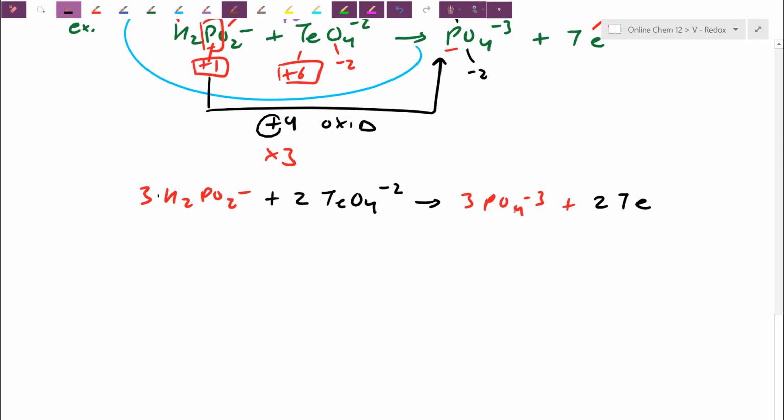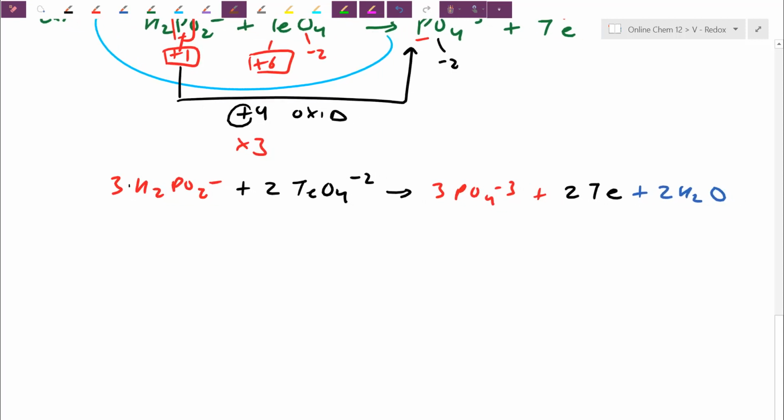On the right side, I have 3 times 4, that's 12. I'm going to then add 2 waters to the right-hand side. Okay? I'm just balancing for the number of oxygen atoms. I don't care about the charge. Then we want to add H's to make sure those balance as well.